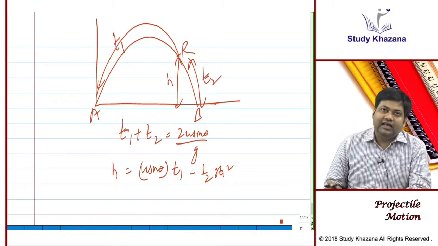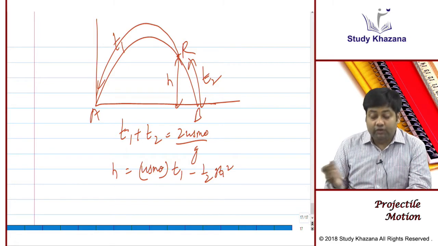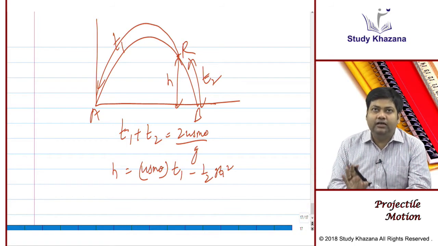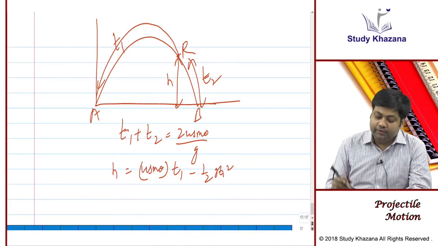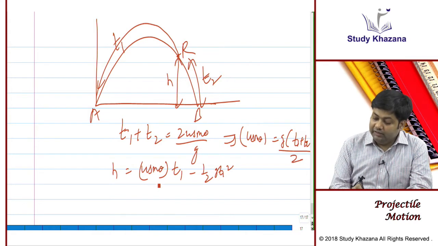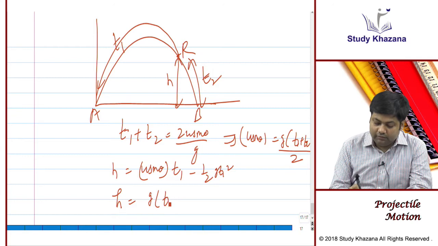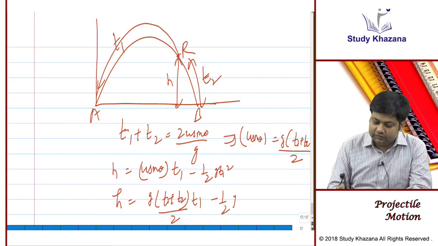So now these are the standard results which you can commit to your memory and also use in different problems, so that will increase the speed at which you can solve the problem. So let's say now if you look at the first equation, we can get the value of u sine theta as g into (t1 plus t2) upon 2. Now putting this value of u sine theta into the next equation, H is equal to g into (t1 plus t2) by 2 into t1 minus half g t1 square.